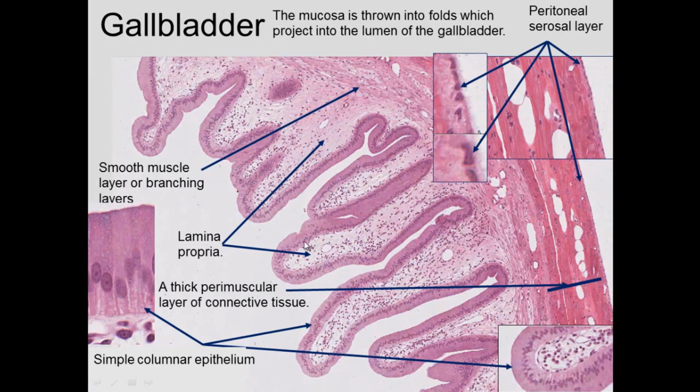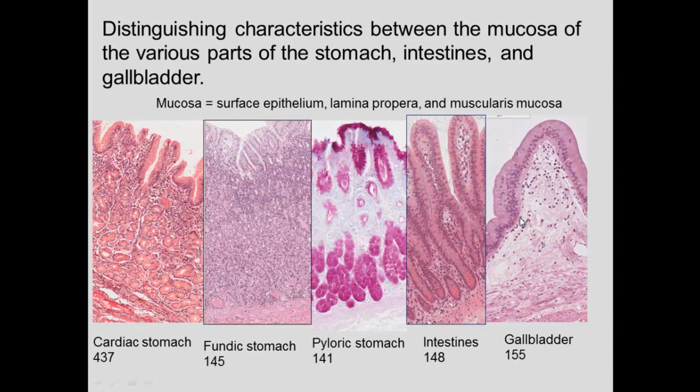Here we can see a higher magnification of one of those. You can see the simple columnar epithelium that's there. We see a thick connective tissue layer. We also see a serous cavity with mesothelial cells on the surface that we can see right here and here, a connective tissue below, and more connective tissue that has some smooth muscle in there as well.